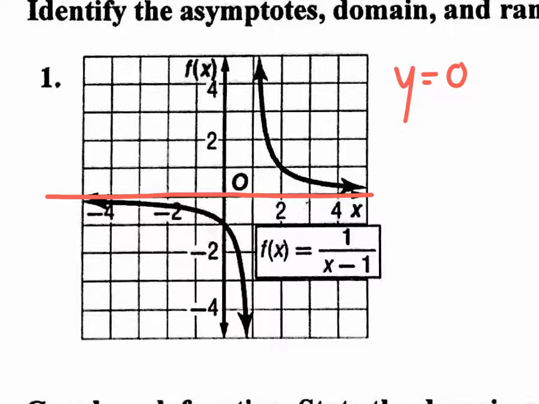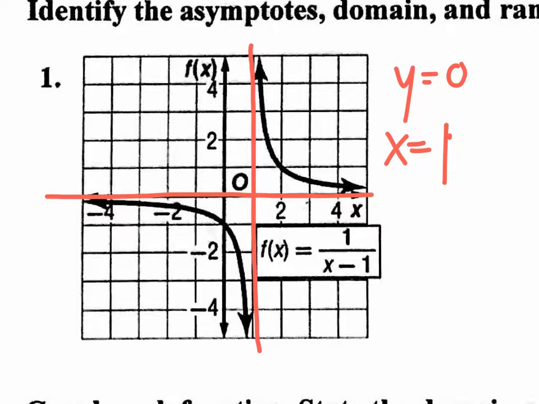Now, the other asymptote is a vertical asymptote. The vertical asymptote is the one running up and down. That would be this guy right here. What's that line called? Is it x equals 0? No, because the y-axis is x equals 0. This one's moved over 1. That's x equals what? Anybody? 1. Thank you. So we have both asymptotes, y equals 0 and x equals 1.